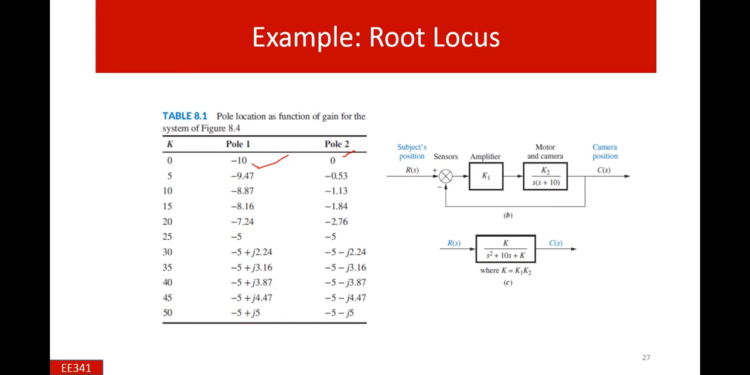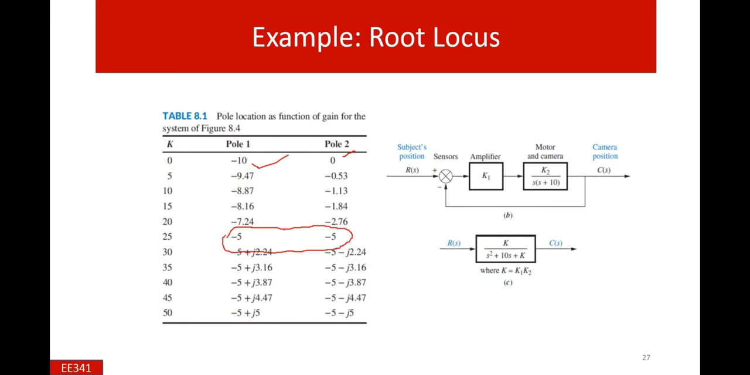And similarly, if we change the value of K, we find that the poles are changing their positions. So this is the next position of the first pole, which is at -9.10, and the second pole, which is already at 0 for K equal to 0, is at -5.53 for K equal to 5. And similarly, if we change the values of K, we see that at K equal to 25, both poles are at the same position.